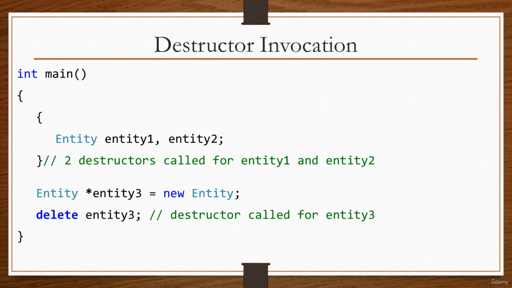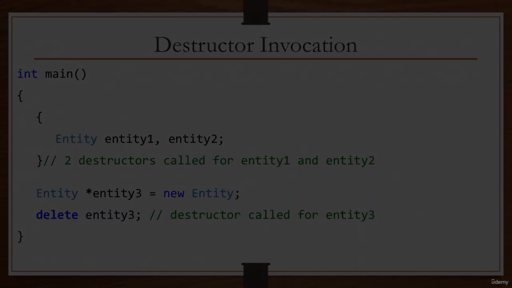Okay, then we create a dynamic object. We have a pointer to an entity called entity3, and I use new entity to create that dynamic object on the heap. Then I do delete entity3. When you do that, then of course the destructor is going to be called for that entity.